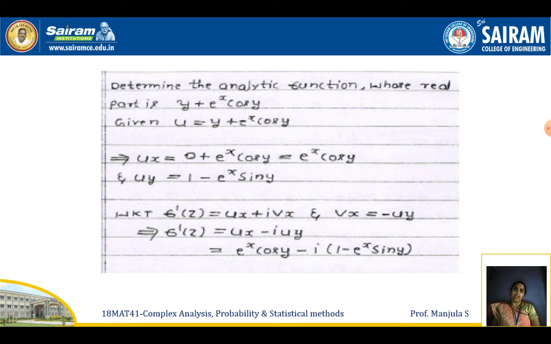We know that f dash of z is nothing but ux plus i into vx. With the help of the CR equation, vx equals minus uy, this f dash of z can be written as ux minus i into uy. Now both the values ux and uy we can substitute in this equation. So f dash of z can be written as e to the power x into cos y minus i into 1 minus e to the power x into sin y.